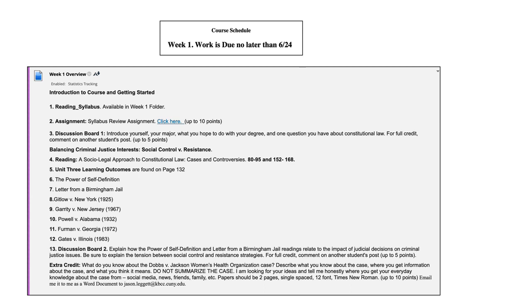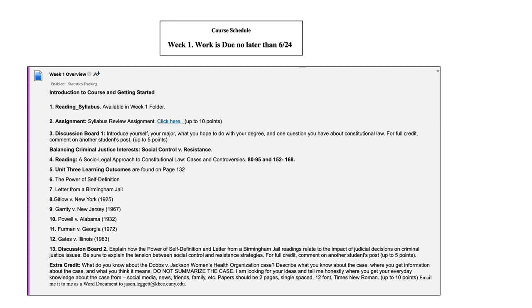Because this is a shortened course, let's just start off with the criminal justice issues first and foremost, because those are probably the most familiar to you. Those are going to be found on pages 80 to 95 and 152 to 168, where you're going to start getting introduced to these concepts. You should also look at the learning outcomes on page 132 just to see what you're looking for.